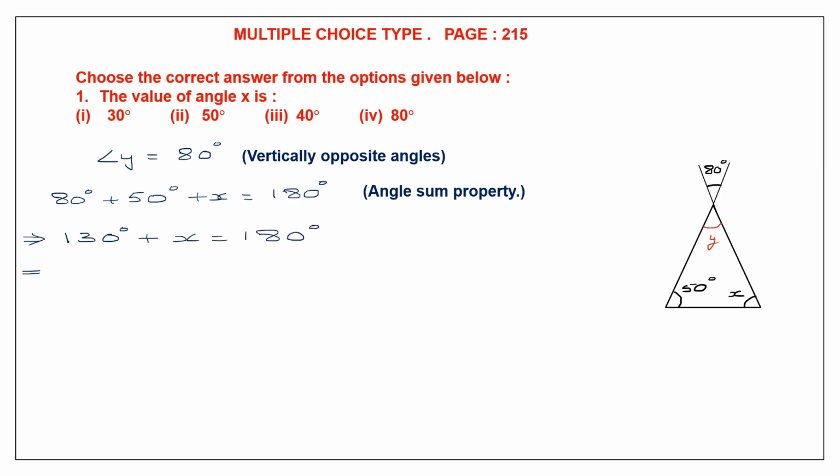Now let us solve for x. X is equal to 180 minus 130 degrees. So now we have found the value of x. X is equal to 50 degrees. So we have got our answer here. X is equal to 50 degrees. And which option is that? That is option 2, 50 degrees.